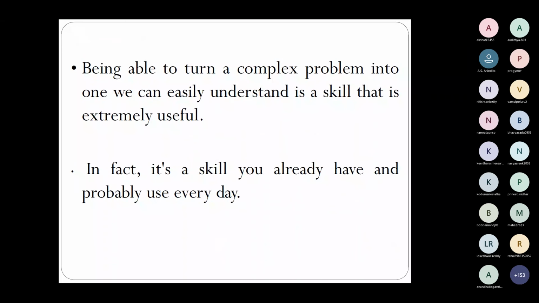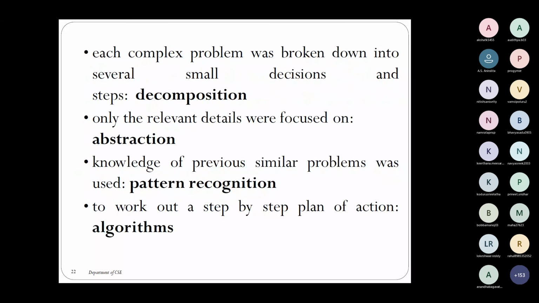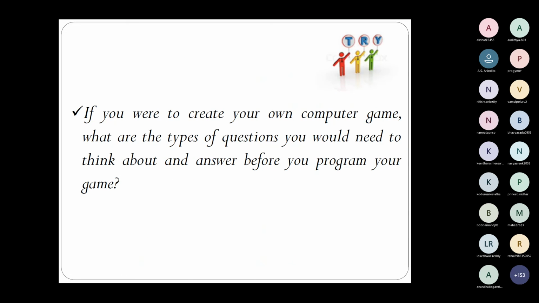So being able to turn a complex problem into one we can easily understand is a skill that is extremely useful. This is already there for you. When you get a complex task, of course we try to subdivide and then solve it. Each complex problem would be broken down into several small decisions. That is called decomposition. When only relevant details are focused on, it is abstraction. When knowledge of previous similar problems is used, it is pattern recognition. A step by step plan of action is your algorithm.